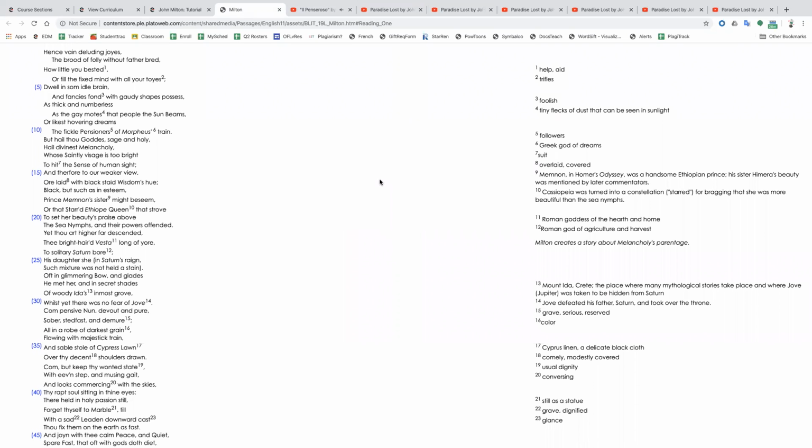Hence, vain, deluding joys, the brood of folly without father bred. How little you bested, oh, fill the fixed mind with all your toys, dwell in some idle brain, and fancies fond with gaudy shapes possess, as thick and numberless as the gay motes that people the sunbeams, or likest hovering dreams, the fickle pensioners of Morpheus' train.